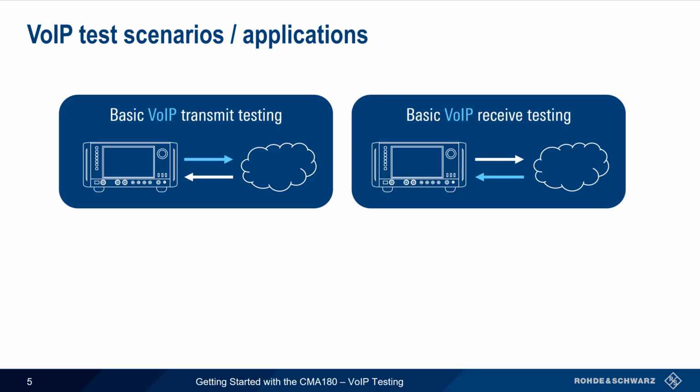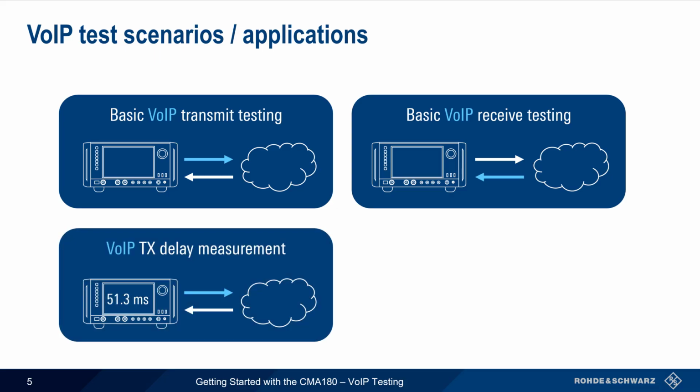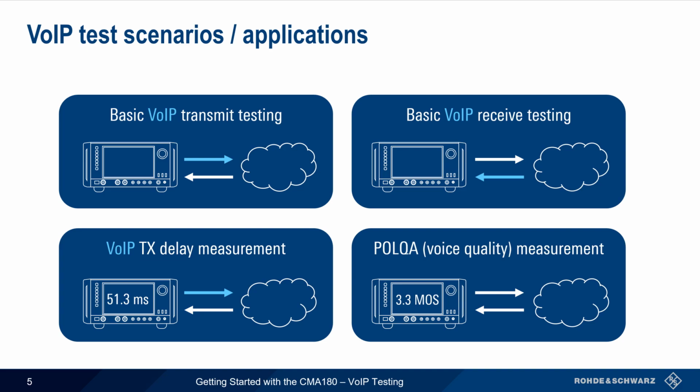In addition to these basic tests, the CMA180 also supports two more advanced VoIP tests. The first is measuring the delay through a network or device when the input is VoIP, and the second is measuring voice quality through a network or device where VoIP is used either as the input or as the output. In this presentation, we'll only cover the basic scenarios, so please see the separate presentations to learn more about the advanced scenarios.